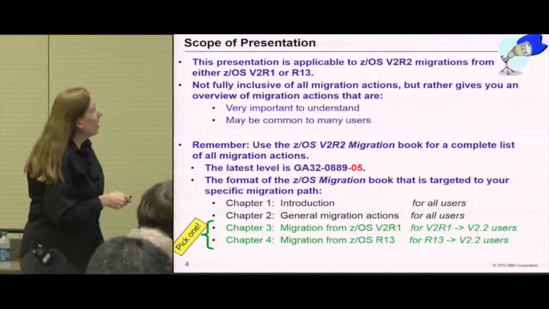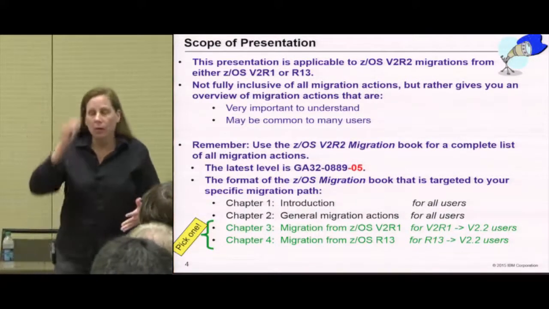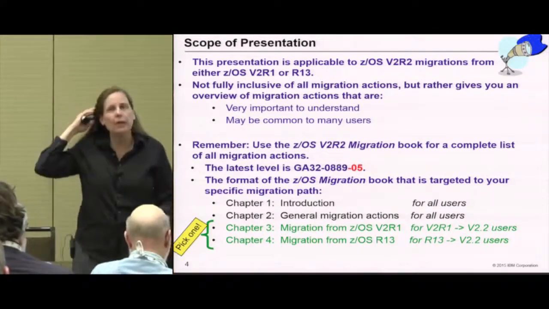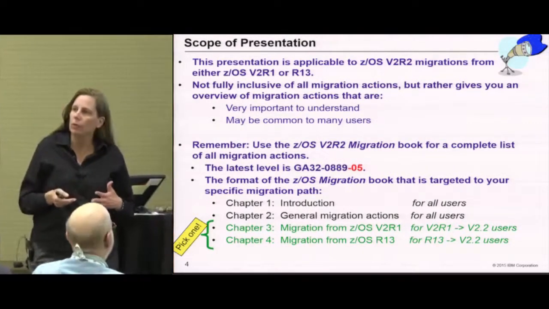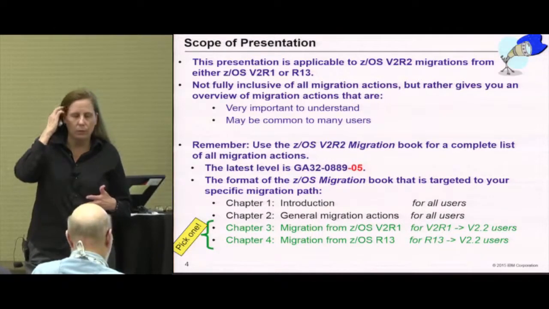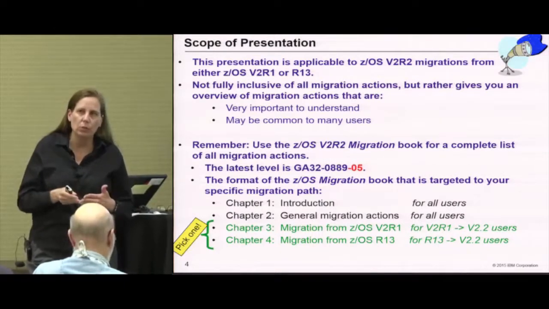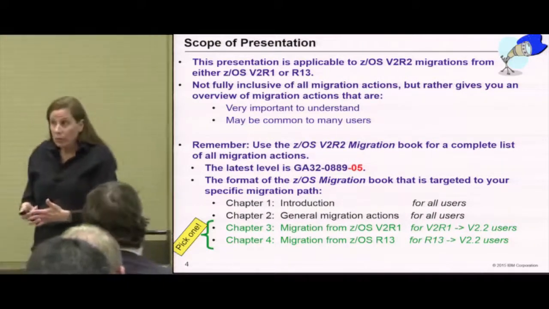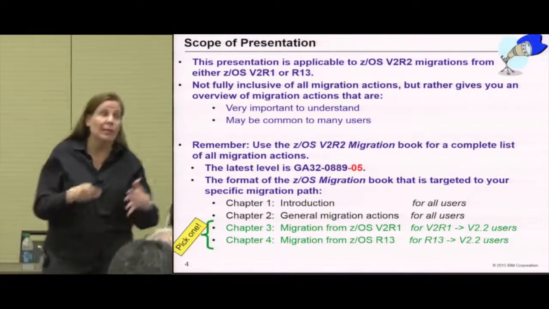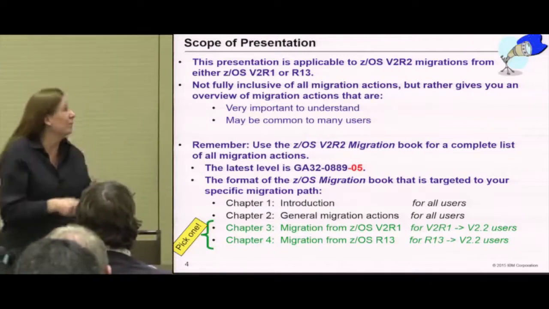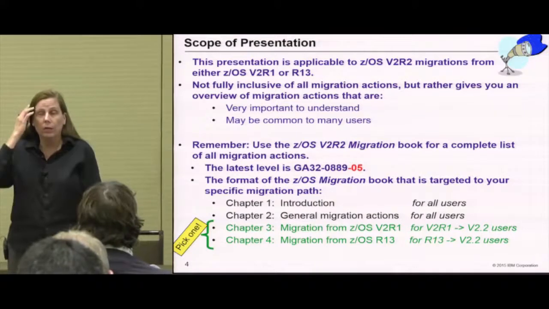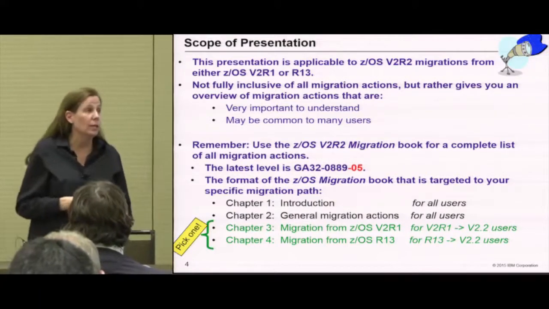All right, so I didn't include all of them. When I look at the migration actions in the z/OS book, there are probably a couple of hundred migration actions for a migration path, let's say from 2.1 to 2.2. There's no way I can talk about 200 migration actions in 60 minutes. Well, I might be able to because I like to talk really fast, but you wouldn't be able to understand it. So I've just picked a few that are pretty important to understand.